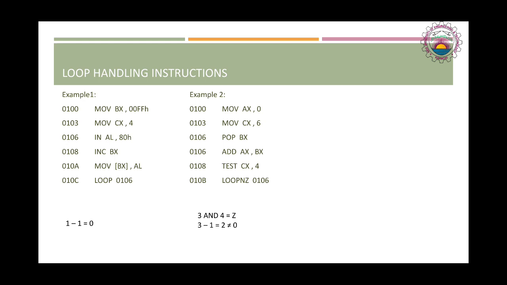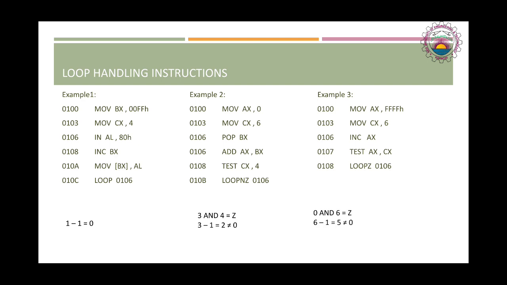In third example, we are having LOOPZ instruction. We have moved FFFF in AX, we have loaded CX with 6, then we have executed increment AX, so AX will become 0000, and test will be ANDing contents of AX register with CX register. So 0 will be ANDed with 6, and you will be having a 0 result. So zero flag will be having logic 1.